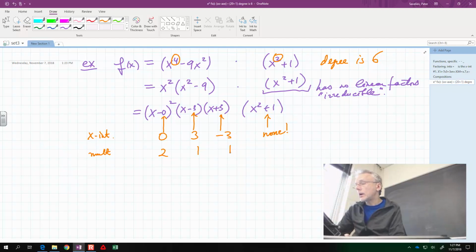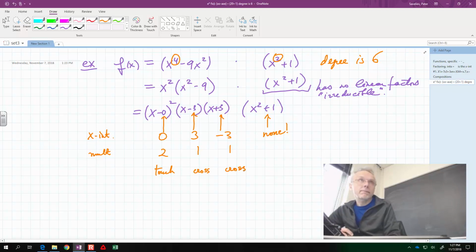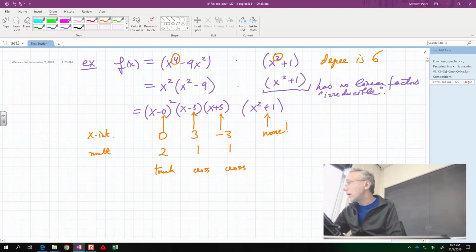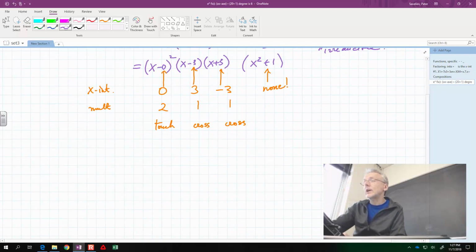Okay, so then we already know what's going to be happening. Even multiplicity will give us a touch, and odd multiplicity will give us a cross. Touch meaning it touches and goes back. That's what touching the x-axis means.